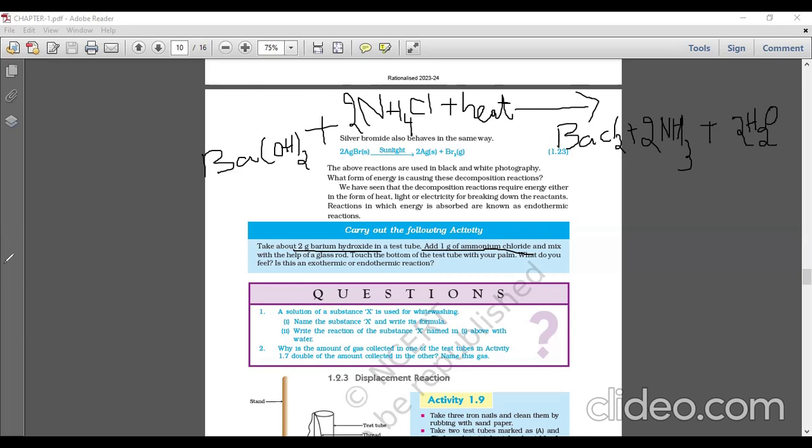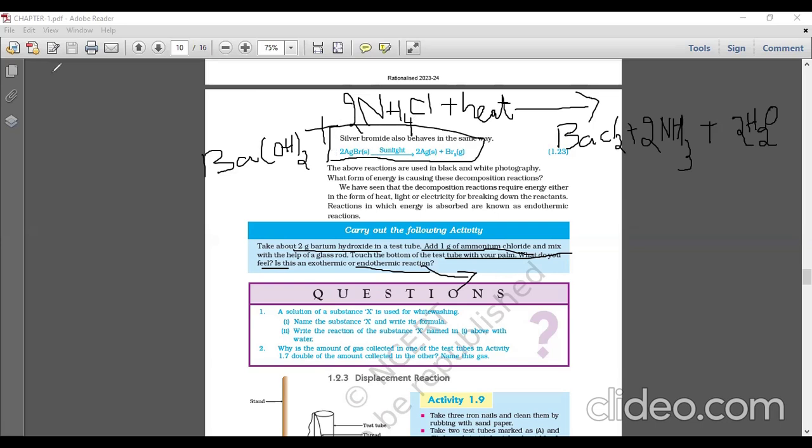Now, he's asking, do you feel any change in the temperature? Yes, I feel the change in temperature. So why is this happening? Because here we are adding both, so we are giving the heat energy. This is an example of an endothermic reaction. So this activity, barium hydroxide plus ammonium chloride, is an example of an endothermic reaction. Or you can write this also: silver bromide, if exposed to sunlight, gives silver plus bromine gas.